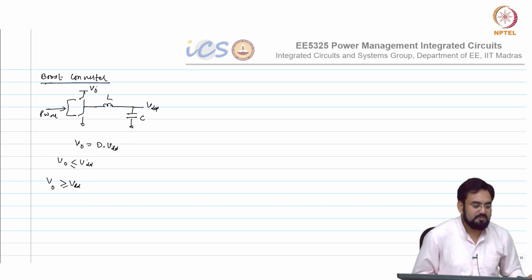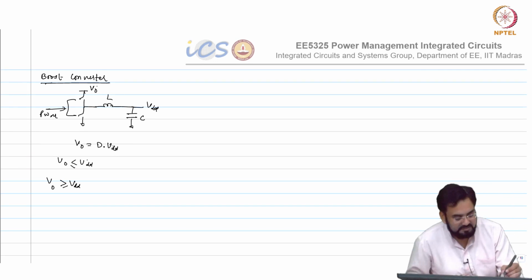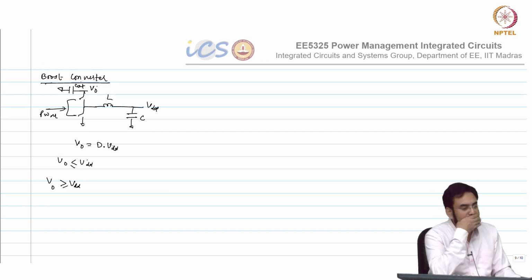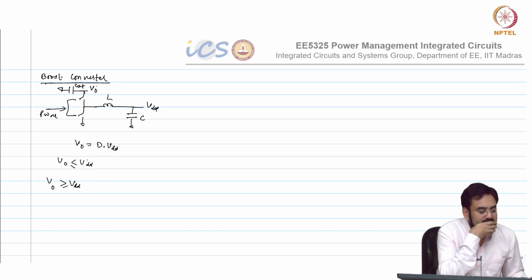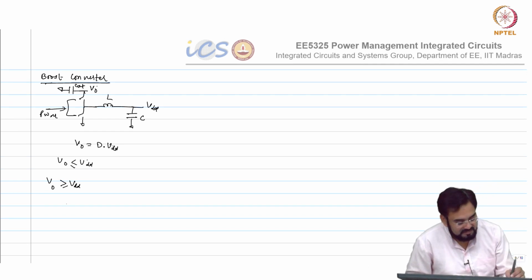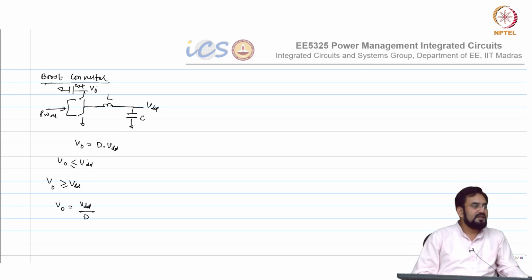So if this becomes my output, I will need a capacitor also. So I will just put a cap here, C out. Okay. So what is the ratio now? V out is VDD over D, correct? So if I increase D, what would happen to V out?